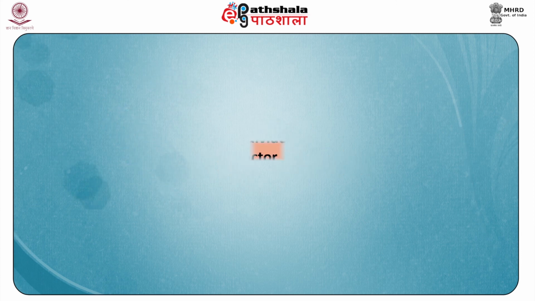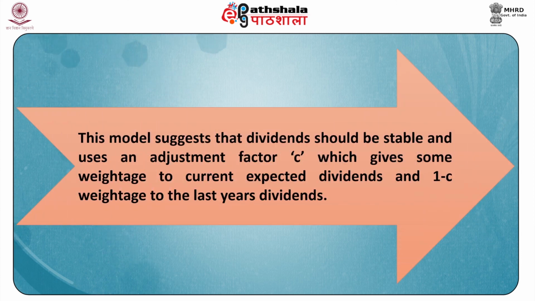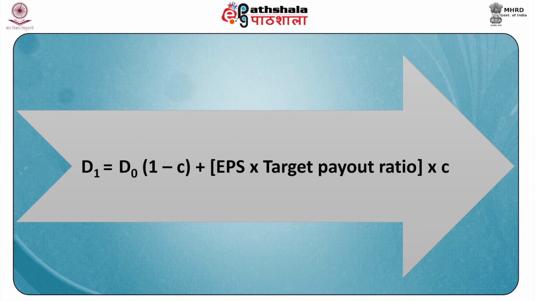Lintner model. This model suggests that dividends should be stable and uses an adjustment factor C, which gives some weightage to current expected dividends and 1 minus C weightage to the last year's dividends. This model is given by the following mathematical formula. D1 is equal to D0 (1 minus C) plus (EPS into targeted payout ratio) into C.